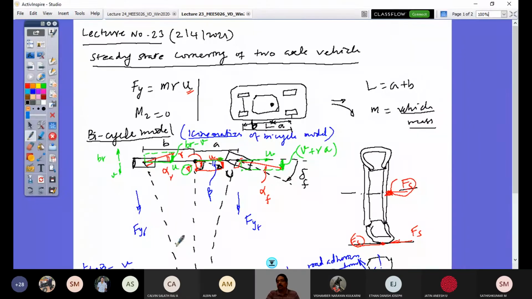I hope you are able to see the screen of the last lecture what we have seen. So steady state cornering of a two-axle vehicle. So you have only one equation, that's the force balance equation. So lateral force Fy is equal to M R U, and Mz is equal to 0 because it's steady state, right? So the variation of R dot is 0. Your yaw acceleration is 0.